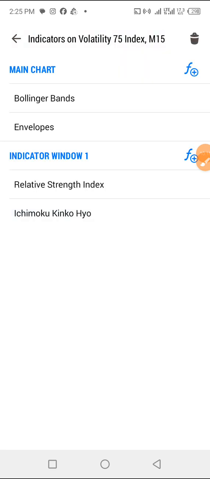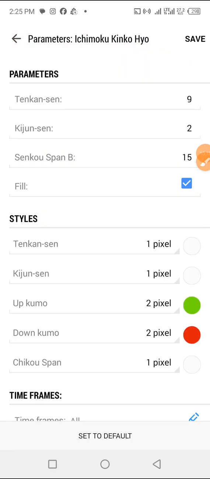Then the last one is the Ichimoku with a period of 9 to 15. Make sure you click fill. Then you use the background color for the Tenkan-sen and Kijun-sen. We only need the up Kumo and the down Kumo. The rest will be your background color. Then you click on save.